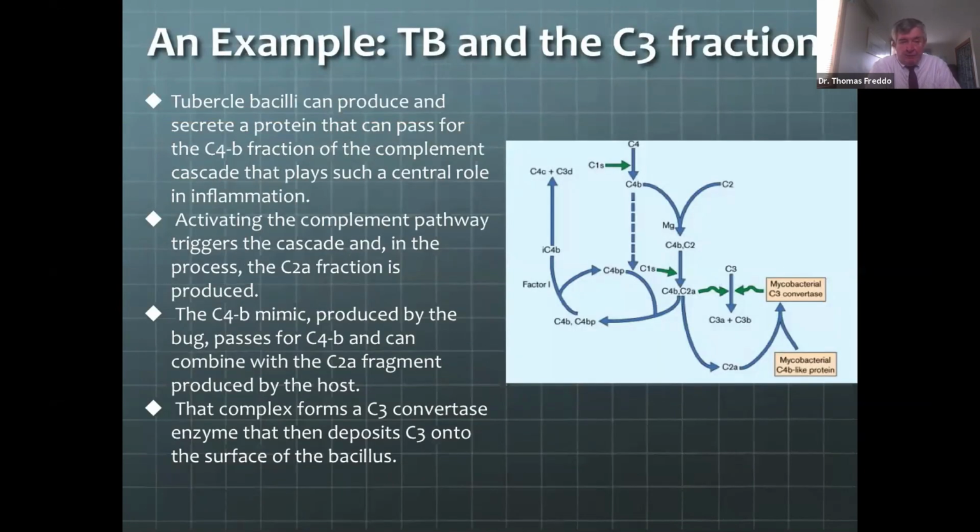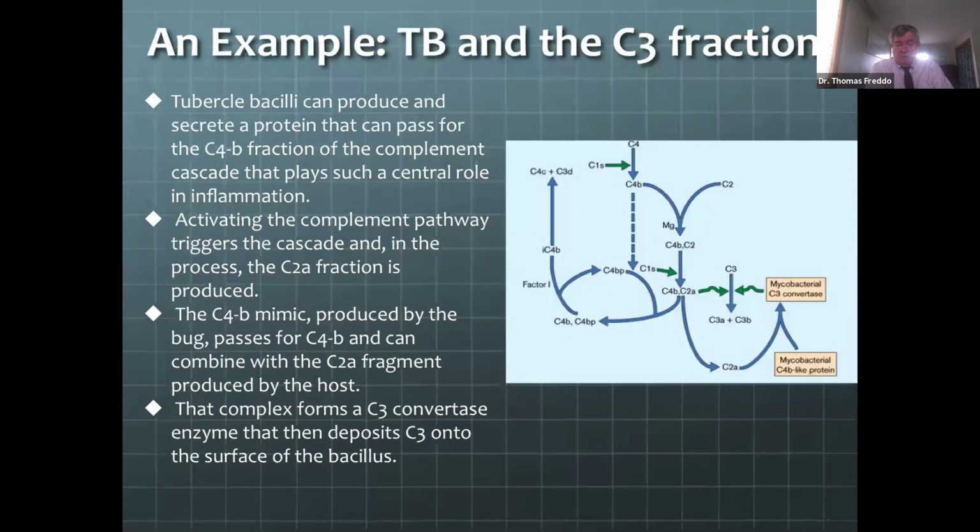I'm going to give you a couple of examples. This one is TB. The tubercle bacillus can produce and secrete a protein that can mimic the C4b fraction of the complement cascade that, as you know, plays a central role in inflammatory disease. Activating the complement pathway triggers the cascade, and in the process, the C2a fraction is produced. Now, it turns out the C4b mimic produced by the bug passes for C4b well enough that it can actually combine with the C2a fragment produced by the host.